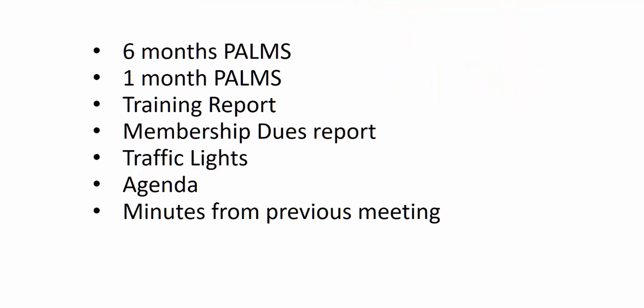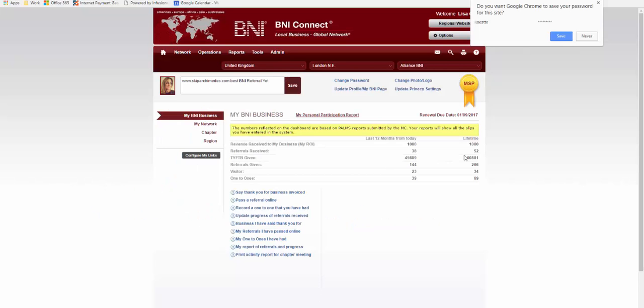I'm a DC in London North East, and I thought I'd put together some information that might be useful for the vice presidents and the committees for preparing for their committee meetings after the first meeting of every month. What you'll need to prepare for the committee meeting will be the 6-month PALMs and the 1-month PALMs, training report, the membership dues report, traffic lights, the meeting agenda, and the minutes from the previous meeting. So the first thing that I'm going to do is go and pull off these reports from BNI Connect.